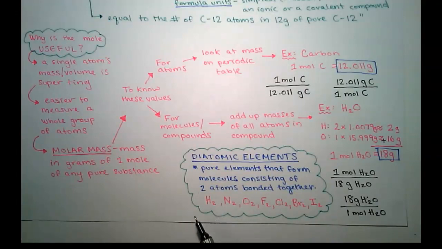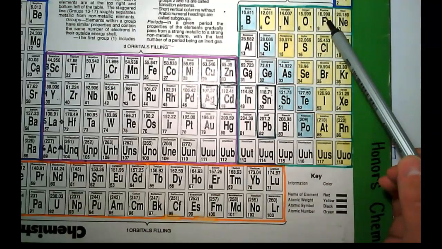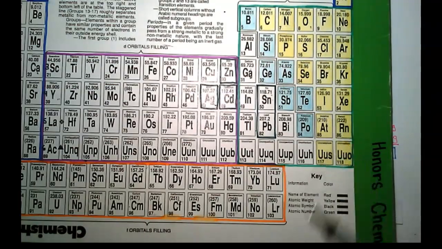And the diatomic elements are hydrogen, nitrogen, oxygen, fluorine, chlorine, bromine, and iodine. And this is something that you are expected to memorize and know. Do look at your periodic table and notice that hydrogen is kind of on its own by itself, but then nitrogen, oxygen, fluorine, chlorine, bromine, and iodine make an L shape on your periodic table. So that does make it a little bit easier to memorize.